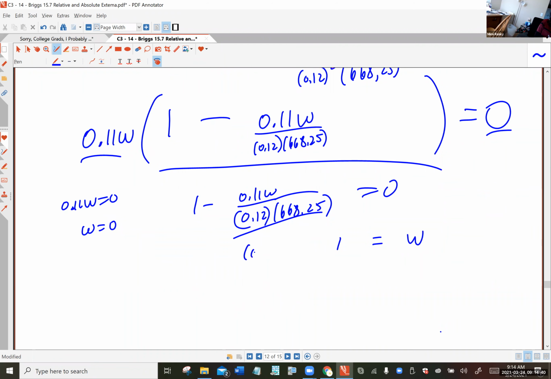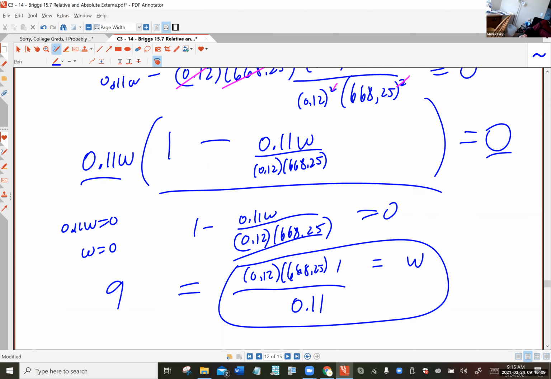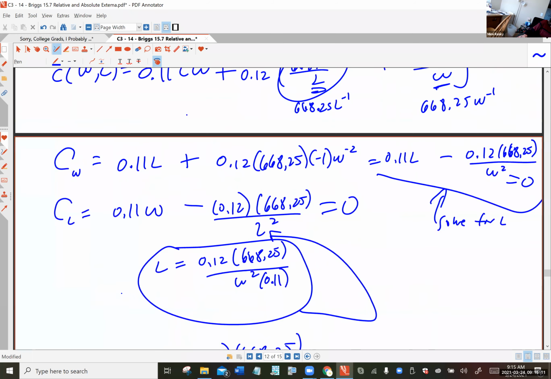Then you'll multiply both sides by 0.12, 668.25, and then divide both sides by 0.11. You'll get some horrible number. And it turns out this number, and you can check me on this if I did this all correctly, should be a 9. Really? Yeah. And since this is a problem with units, 9 what? Feet, yeah.